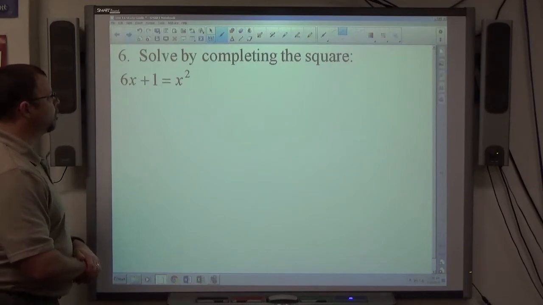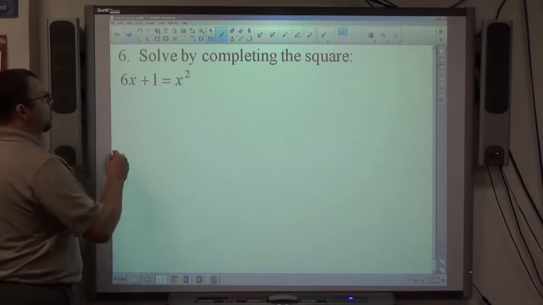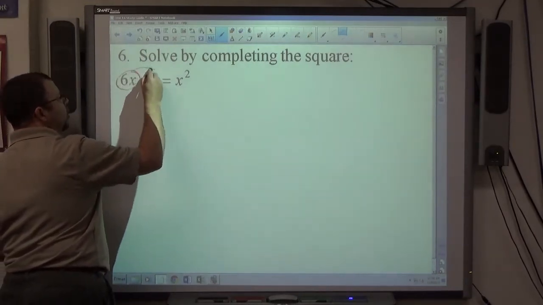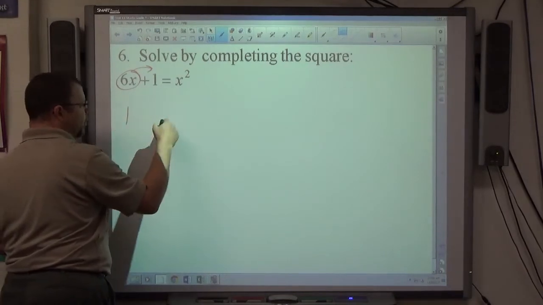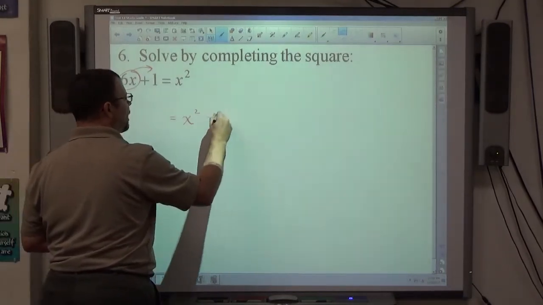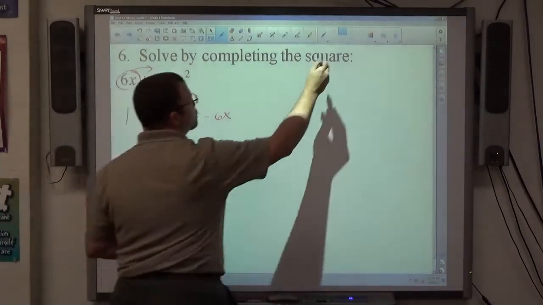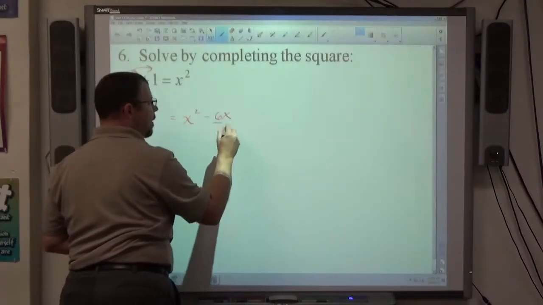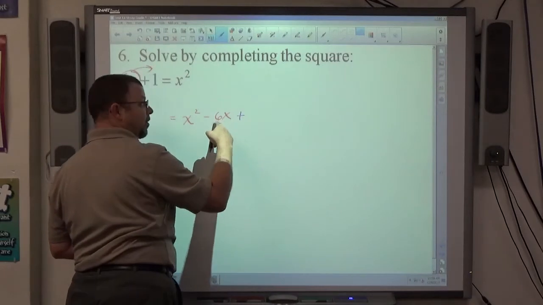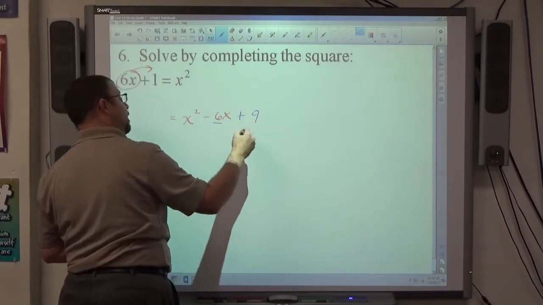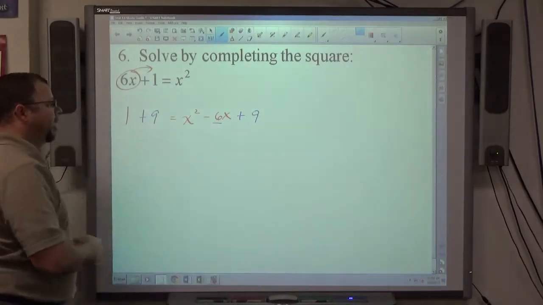Number 6, solve by completing the square. First task is to get the x's together on one side equal to the number. So I'm going to move the 6x over there. So 1 equals x squared minus 6x. Step 2, complete the square. We take half of that number and square it. Half of 6 is 3. 3 squared is 9. I add 9 to both sides.